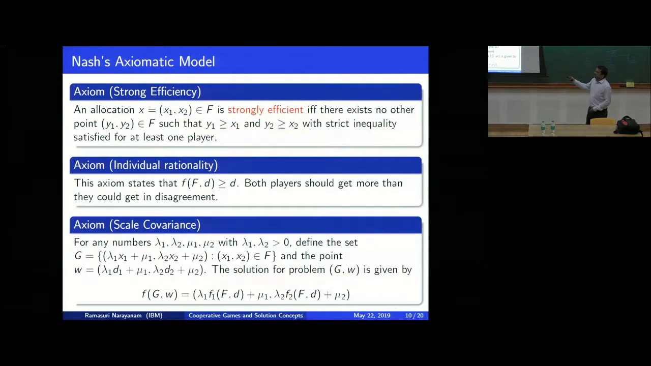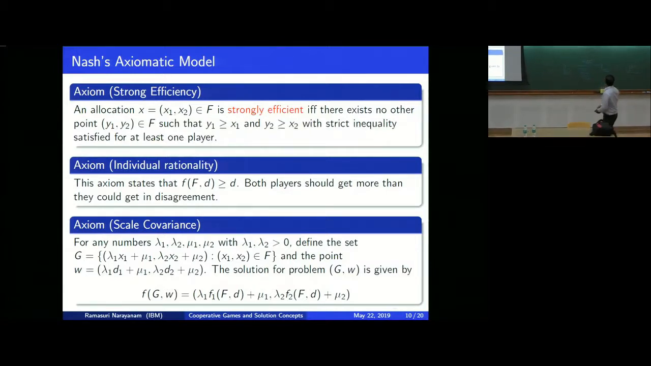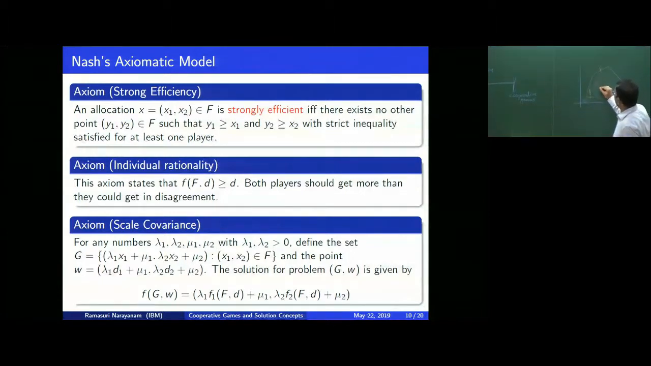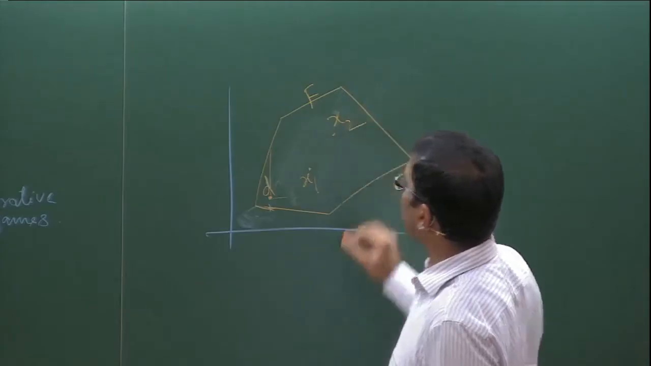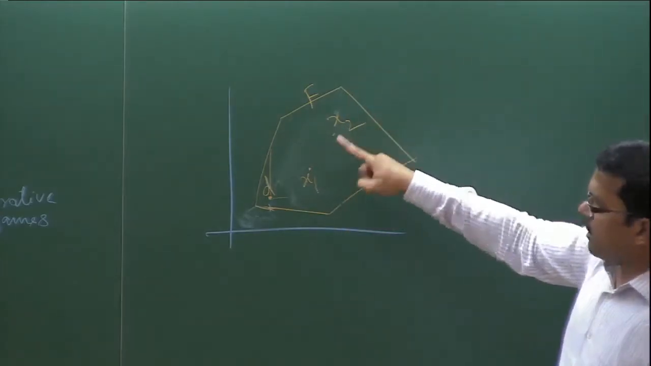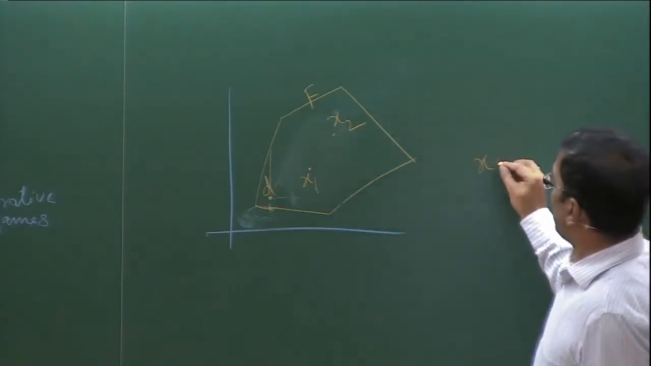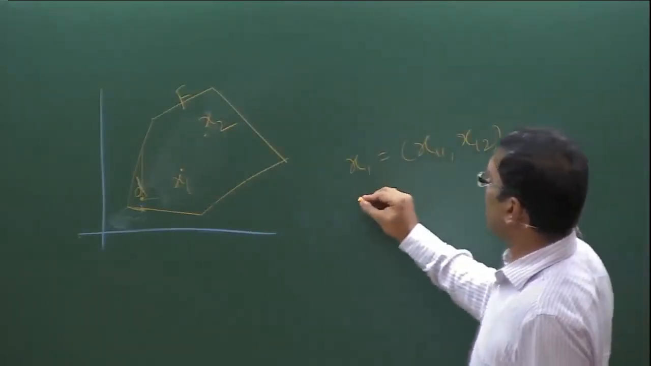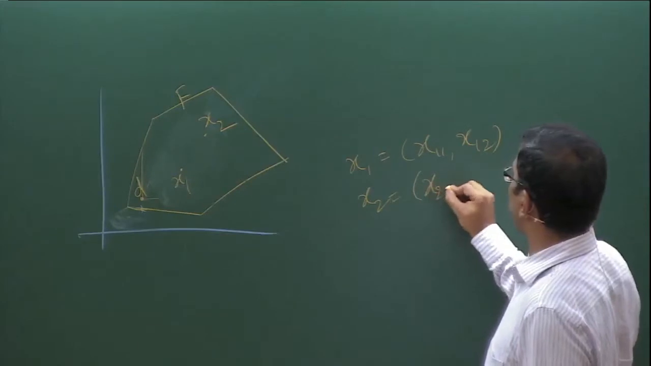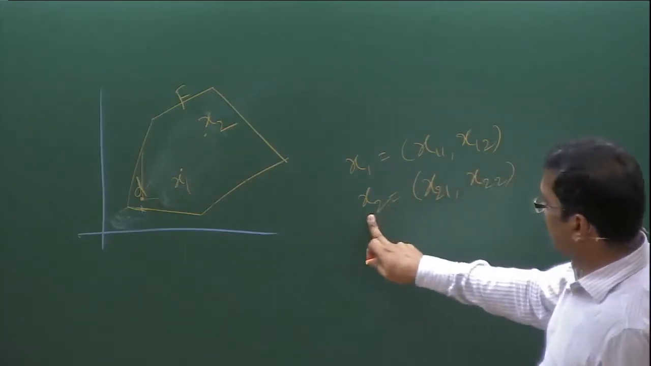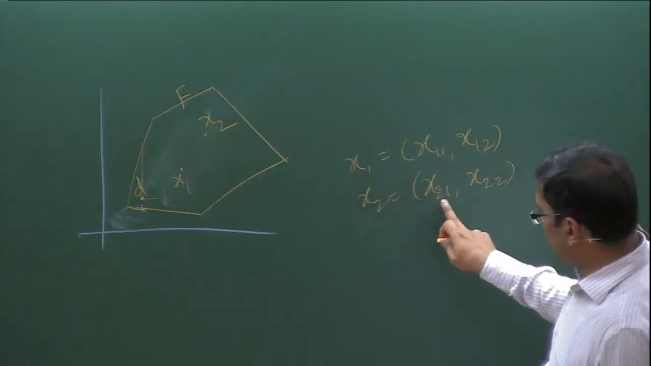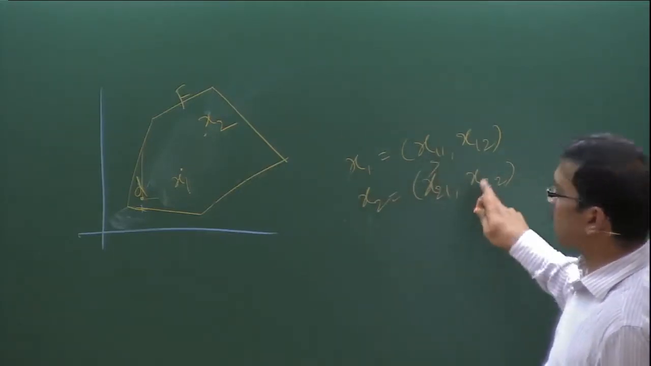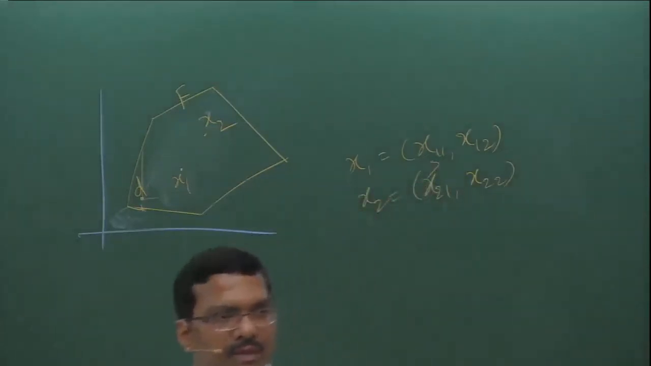You call an allocation (x1, x2) belonging to F strongly efficient. So this is your set F, right? So consider one point x1 here and another point x2 here. Now we say that x2 is strongly efficient than x1 provided, x1 is a combination of two points, x11, x12. And similarly, x2 is a combination of two points, x21, x22. So we say that x2 is strongly efficient than x1 provided this component is strictly greater than this and this component is strictly greater than that. Component-wise, it's better off.